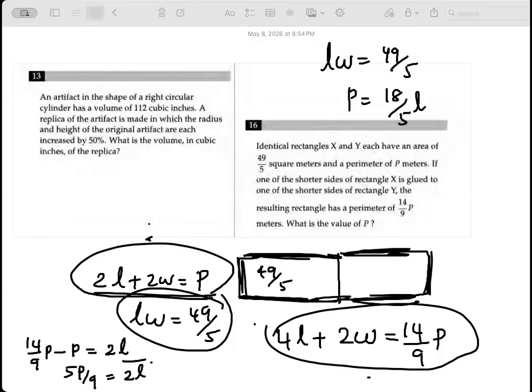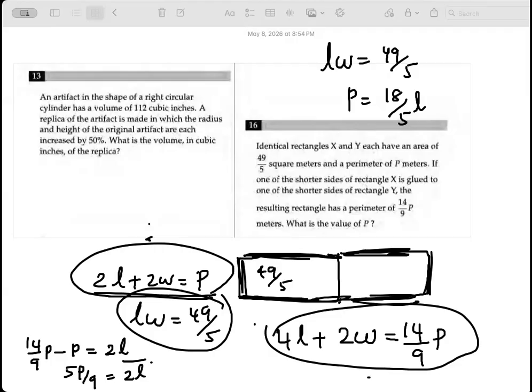Identical rectangles X and Y each have an area... Priya, I have a question. Go ahead. Are the uppercase P and lowercase p two different variables? I saw your question. I'm trying to find. I don't think so, ma'am. Maybe it's a typo, but let's see. One of the shorter sides. Okay.